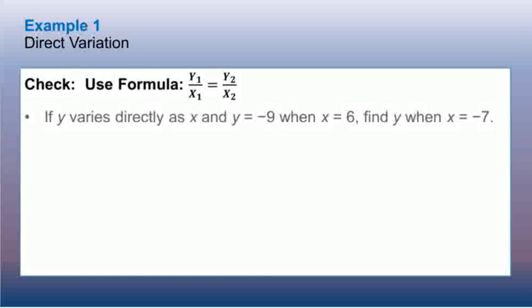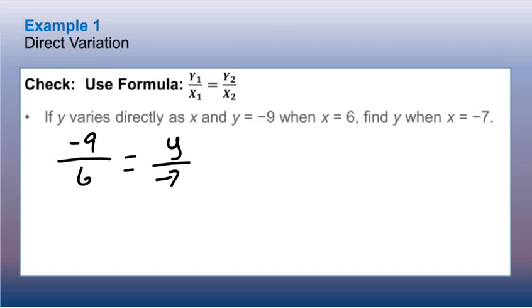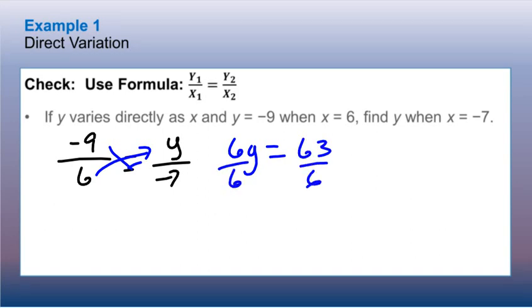Next, use this same formula to solve this one. So if y varies directly as x and y is -9 when x is 6, find y when x is -7. So cross multiply. So I have 6y equals 63. Divide by 6. I can keep my answer as 63/6, or I can reduce that. 63 divided by 6 is 10.5. Or you can put it as a fraction, which would be 21 halves.